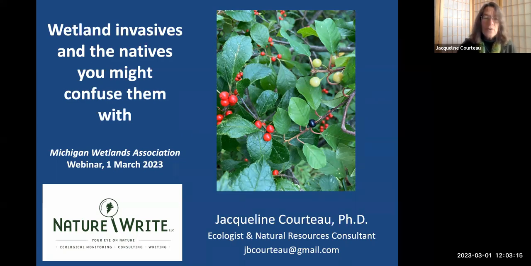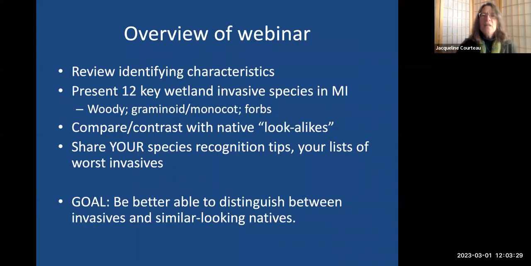And some of those photo ID apps are pretty darn good these days. So if you start with an app and then double check it with the key, I would recommend you do that. But I'm just going to try to give you some general sense of a group of species. So today, what I'd like to do is review some of the identifying characteristics that we use to recognize species. And I'm just going to give a whirlwind tour.